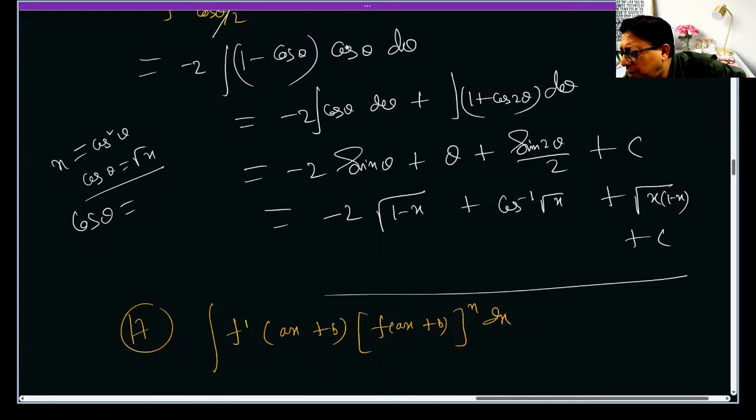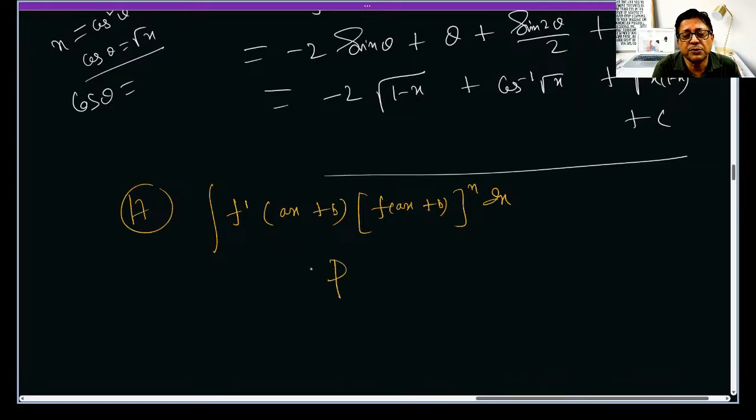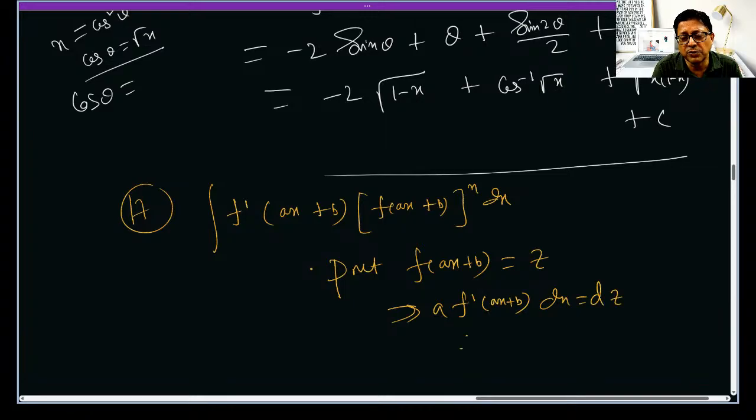You complete the sum by putting what? f of x plus b equal to z. Ordinary substitution. Just put f of x plus b equal to z. Then you check the answer with me finally. Finish it. Make this substitution, put f of x plus b equal to z. a into f dash x plus b dx equal to dz. So f dash x plus b dx equal to dz by a.